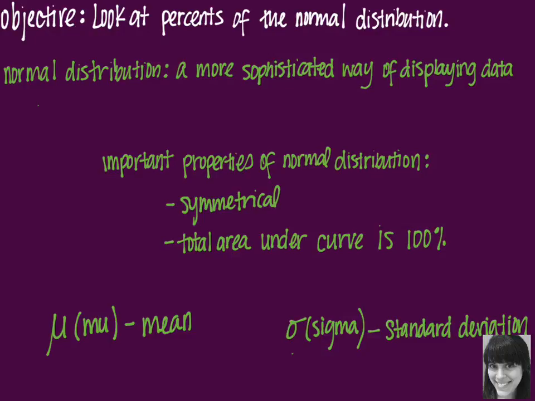The two variables that we'll be using are mu, and that is for our mean, or the average, however you want to say that. And then sigma is the standard deviation. I know you guys talked about standard deviation at the beginning of last year. We're bringing it back. It's going to be new school, okay?